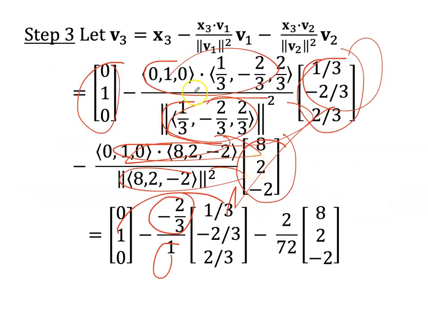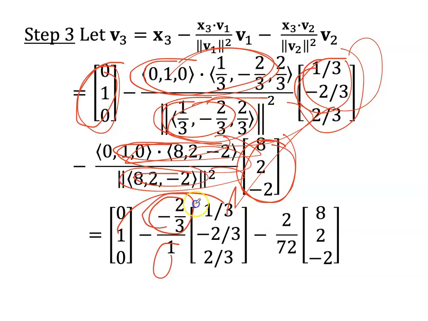Okay, let's look at step 3. So we let V3 equal X3 minus X3 dot V1 over length of V1 squared times V1 minus X3 dot V2 over length of V2 squared times V2. This is our X3. This is going to be X3 dot V1 over length of V1 squared. That's V1. This is going to be X3 dot V2 over length of V2 squared times V2. So let's do the math. This is the dot product that we have over here. The length of the denominator squared, that's just going to be 1. And then we have this vector out front. As for the second expression here, the dot product of these two just turns out to be 2. The length of this vector squared is going to be 72, and then we still have 8, 2, -2 there.